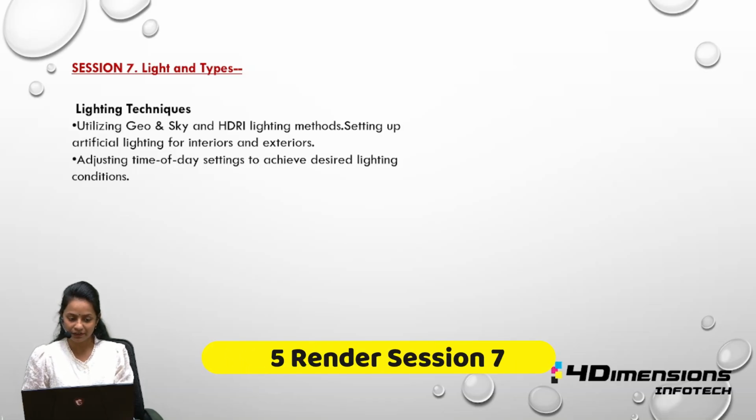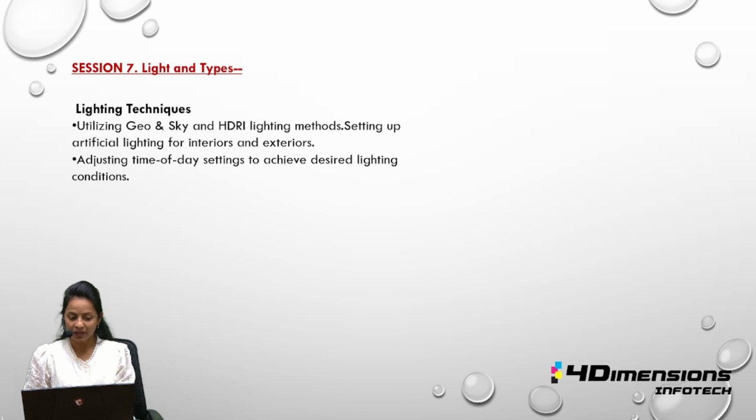In this session 7, we are going to learn different types of artificial lights and how to modify the properties of the light. I already taught you how to work with the natural light which is available in D5. We have mainly three types of lights. That means only one light, but we have three types in D5. That is Geosky, HDRI and custom lights.